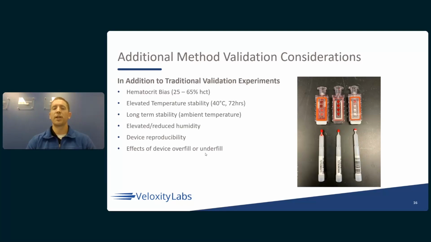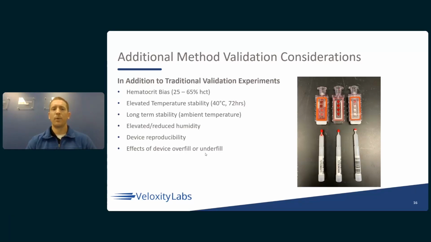Another one is elevated or reduced humidity, which just kind of goes along with that elevated temperature stability. There's not going to be as much control over the sample shipment here as there would be for plasma samples. And then just reproducibility amongst the device and between the devices. With typical plasma, we're pipetting. There's not a whole lot of variability there from vial to vial or from aliquot to aliquot. Here, there are more variables going on with just how it's loaded, how the patients are loading them, things like that.